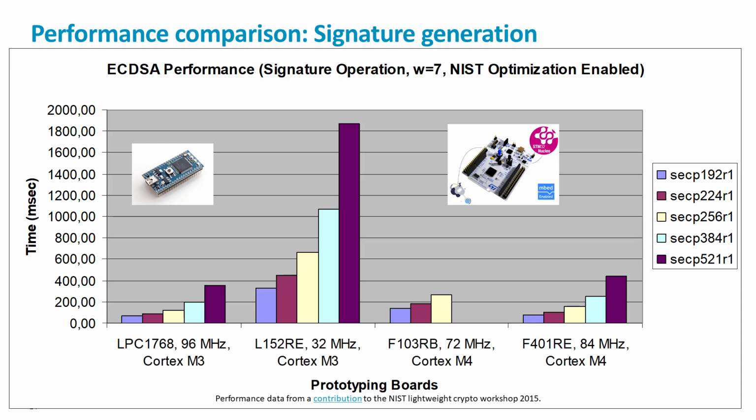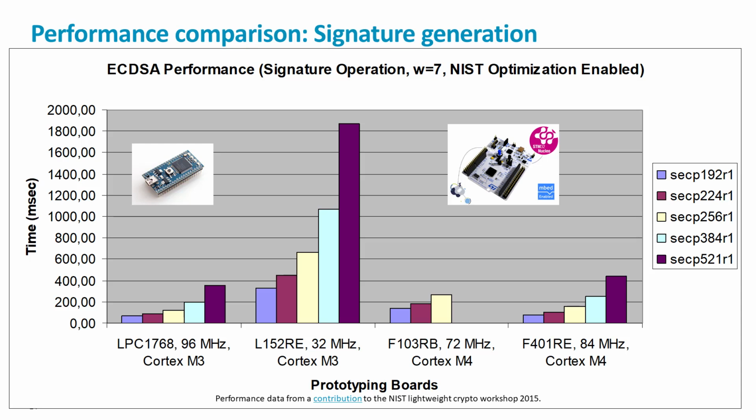This chart shows the performance of the elliptic curve digital signature generation on 4 different development boards using several NIST curves. In this legend you see the NIST curves with a different key length, and also the different boards being used here. And in this performance measurement, NIST performance optimization has been enabled. So with full performance optimizations, but no hardware accelerations.